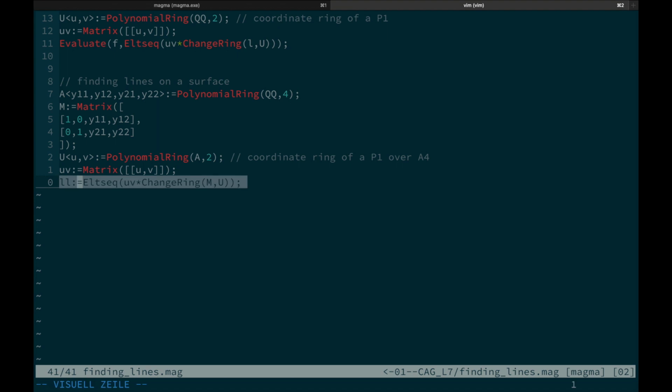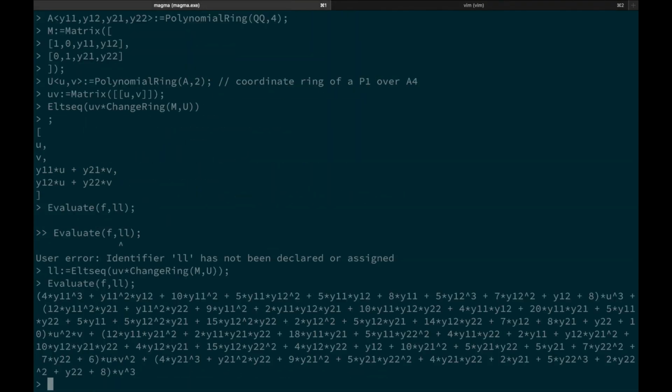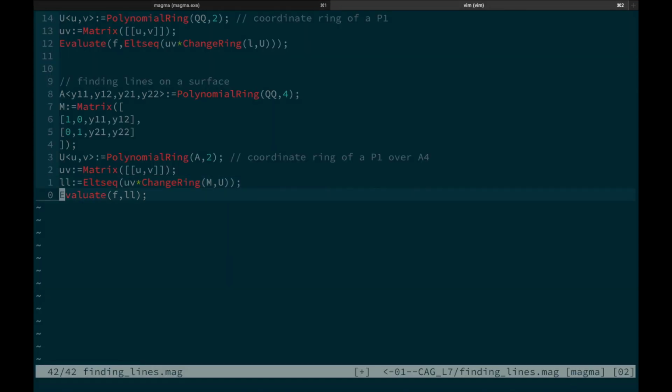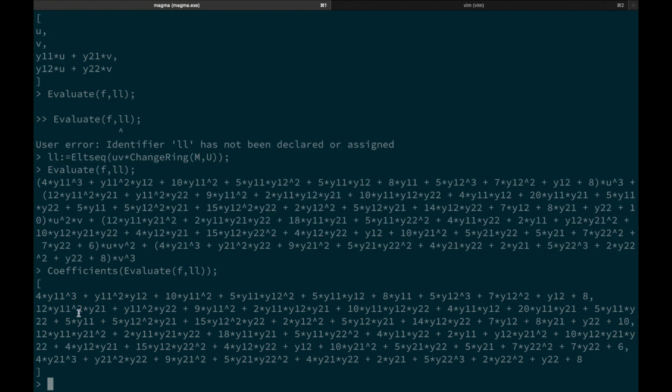I just assigned this sequence of elements into ll, and I'm going to evaluate f on ll. Let's just see what this is. Okay, you see this is a polynomial in u and v. But maybe if I were to read its coefficients, it would be more fruitful. So let's do that. Okay, so now this is a sequence of coefficients. For example, where is this coefficient coming from? It's the coefficient over here of u cubed. And the final coefficient will be the coefficient of v cubed.